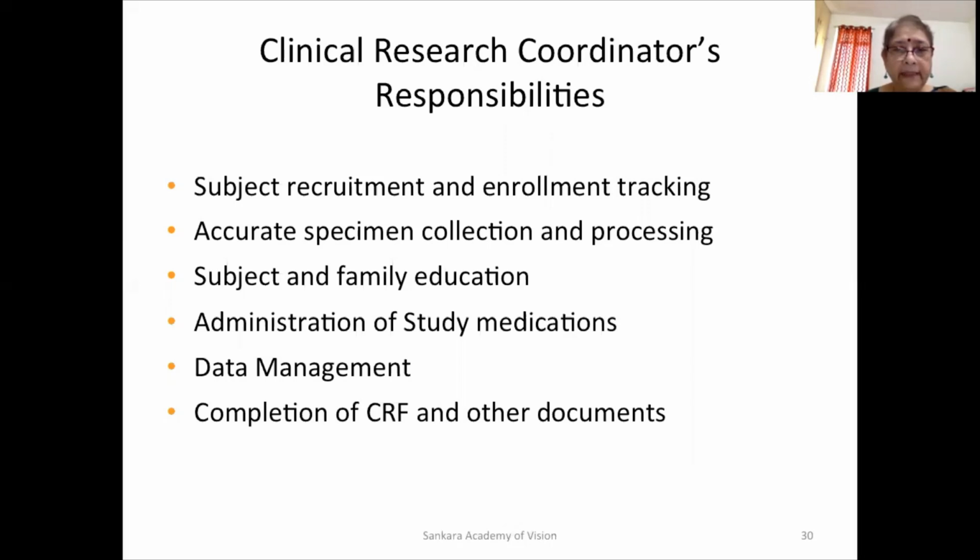Are the study medications administered properly? How is the data being managed? And also whether the CRF is completed, and also about other documents.